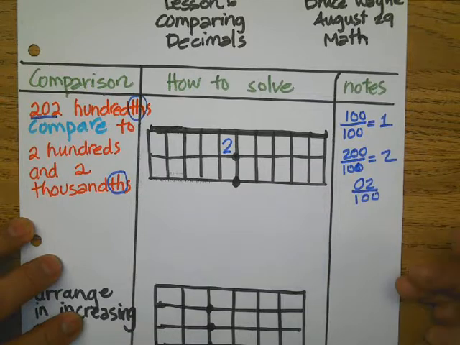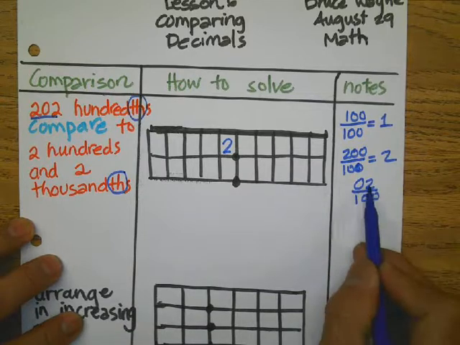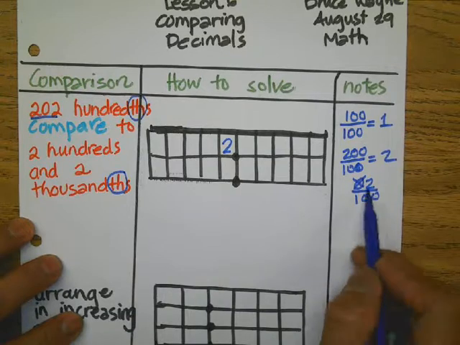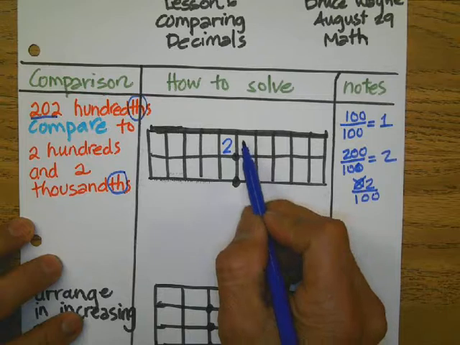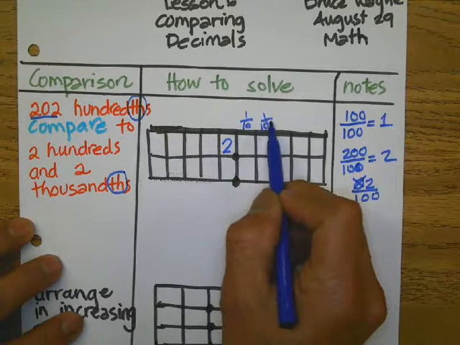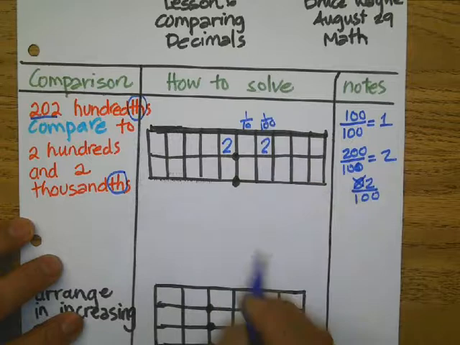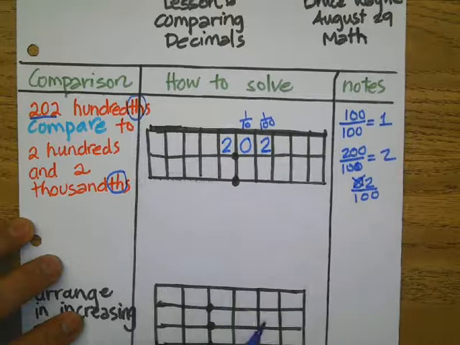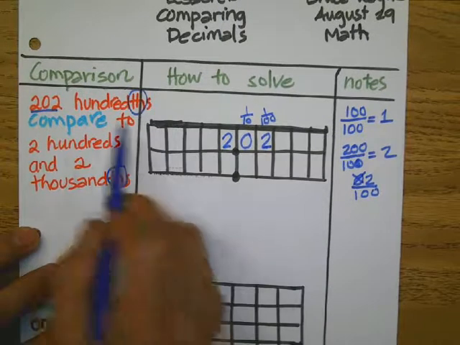That means this number has to be on the second place. You don't even need the 0 right here. You just write it 200. So you say tenths, these are the tenths, and these are the hundredths. So you write it here. And then you say, I have 0 tenths. So you write a 0 there. Okay, that's going to be compared to the next number.